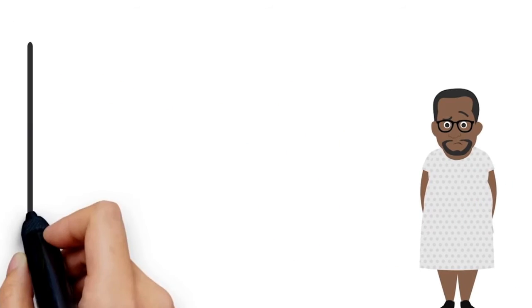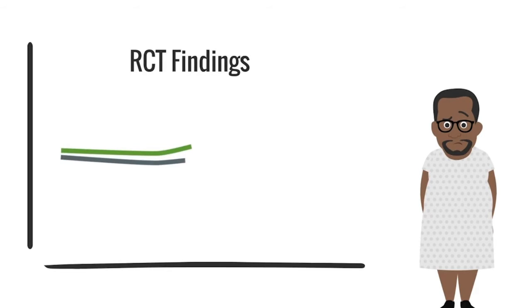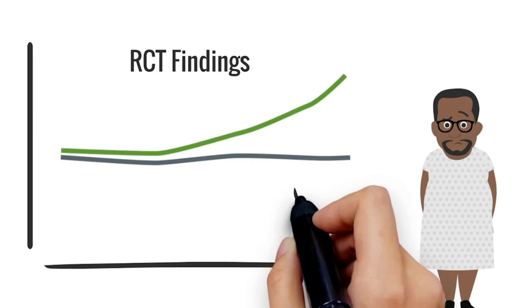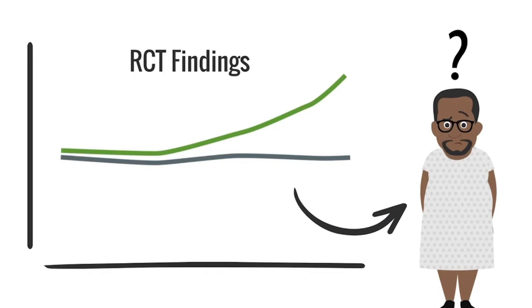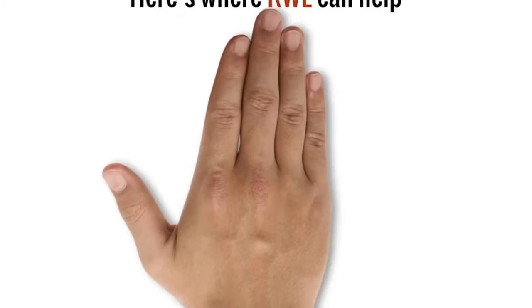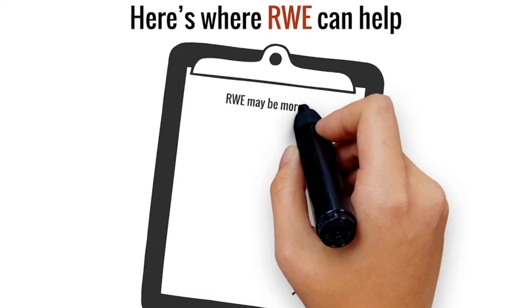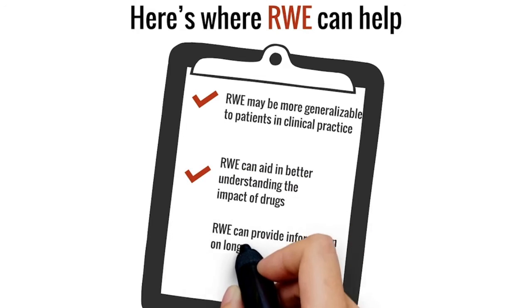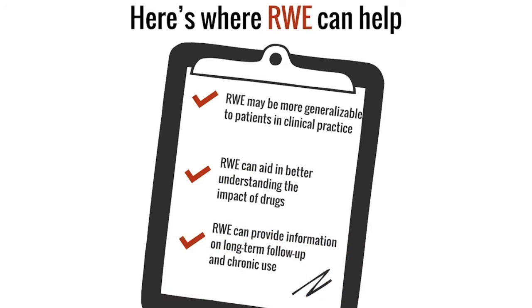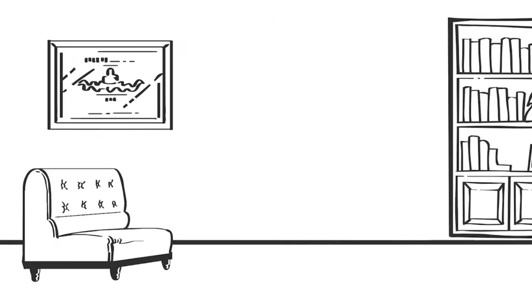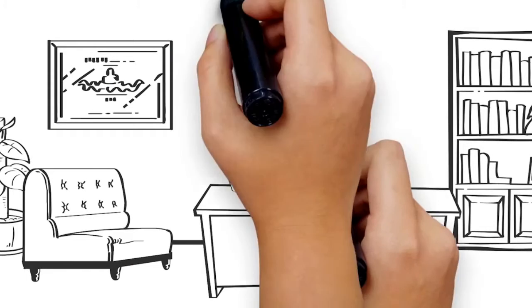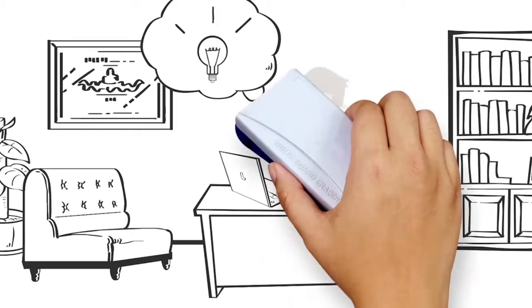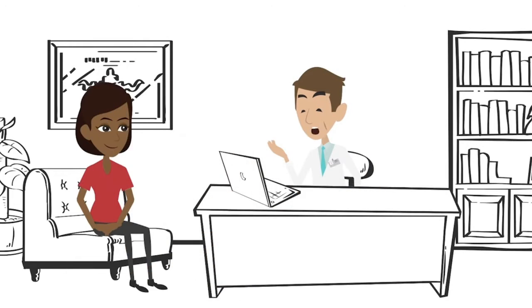It is unclear whether findings from RCTs can be generalized to these patients, and whether real-world patients respond to treatments in the same way as clinical trial participants. Here's where RWE can help. RWE may be more generalizable to patients in clinical practice and can aid in better understanding the impact of drugs while providing information on long-term follow-up and chronic use. Appropriate use of RWE can supplement traditional clinical research to aid in clinical decision-making, offer insights into treatment selection, and improve access to therapy for underserved patient populations.